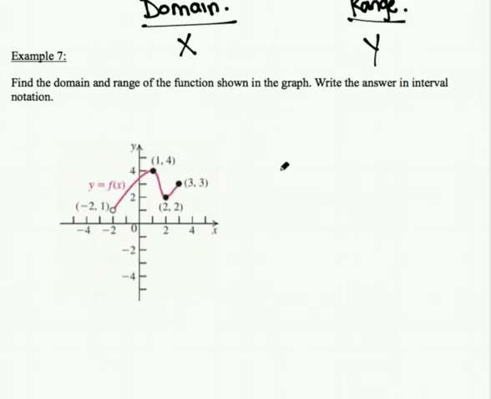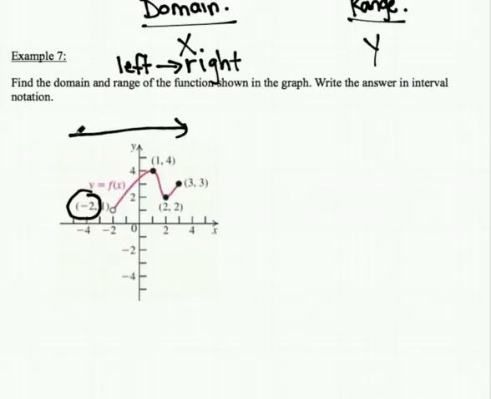So domain, we're looking at from left to right. Left to right. What is the lowest x value on this graph? Negative 2. Again, from left to right. So negative 2 is the lowest, and then my highest x value on this graph is 3. All right, so I'm going to write that as negative 2 to 3.